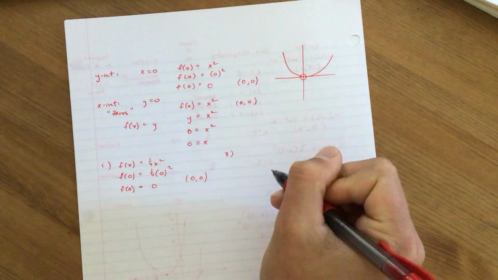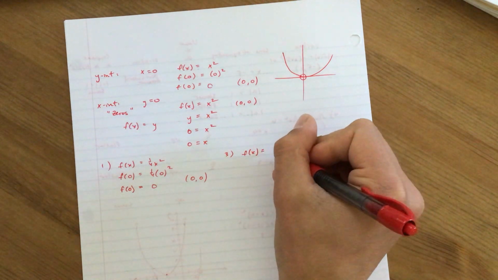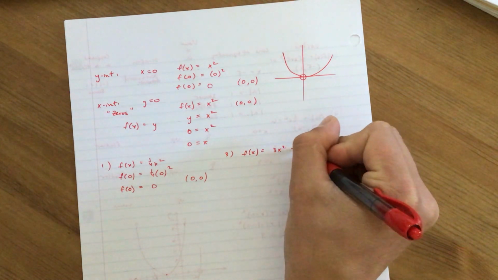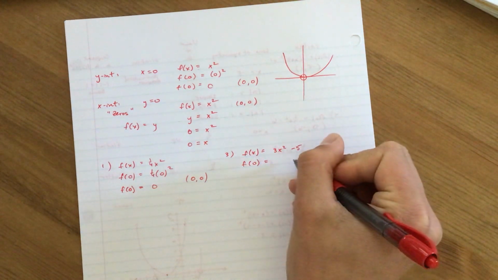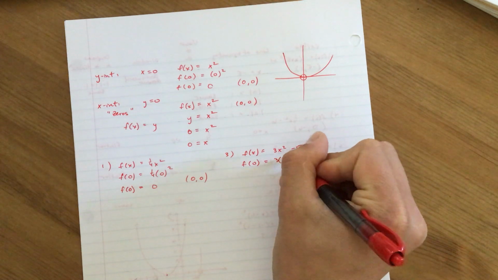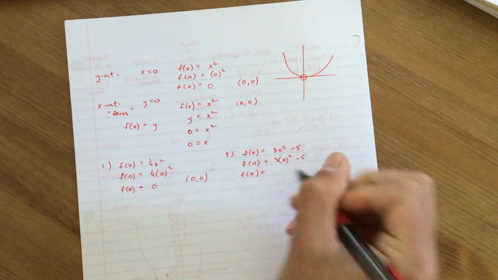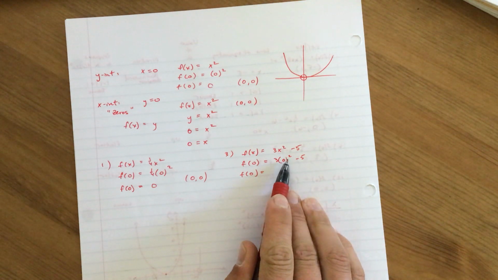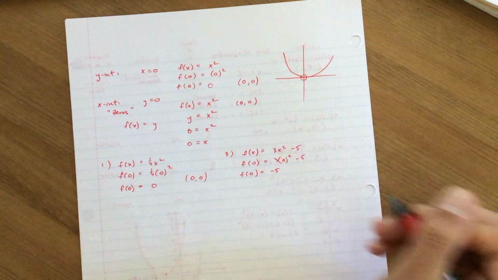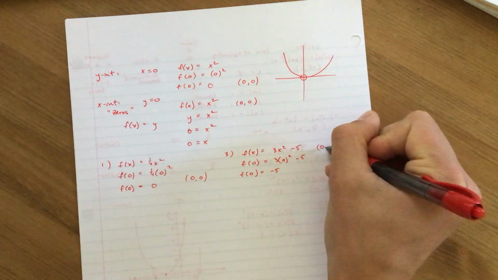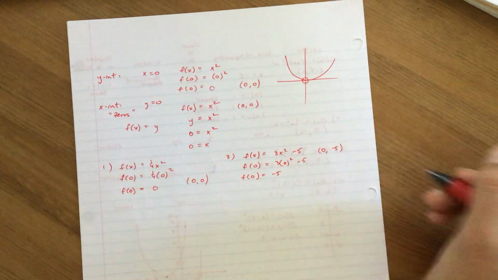Then we go on to number 3. F of x is equal to 3x squared minus 5. Again, plugging in 0 for x. F of 0 is equal to 3 times 0 squared minus 5. So when we solve here, 0 squared is 0. 0 times 3 is 0. 0 minus 5 is negative 5. So when we plug in 0 for x, we get a negative 5 for y. And that's our y-intercept.